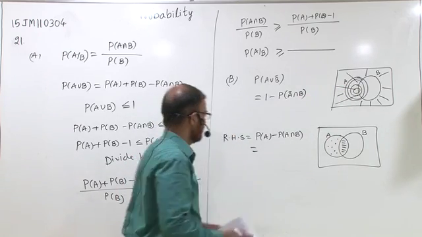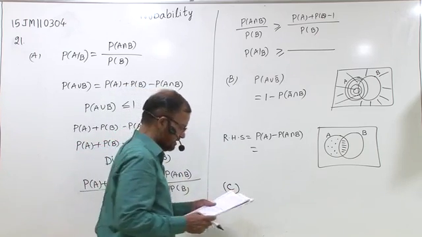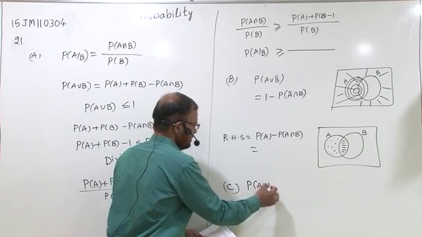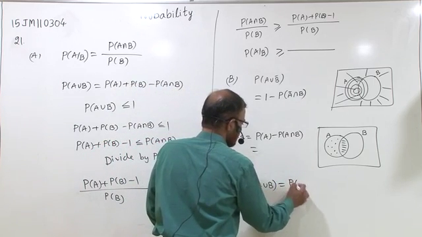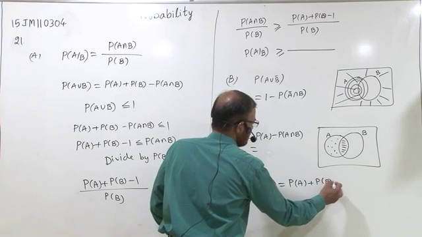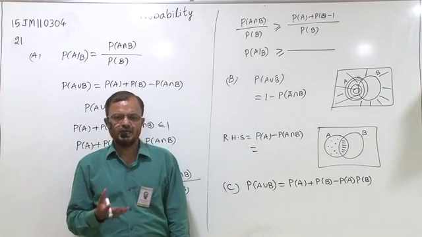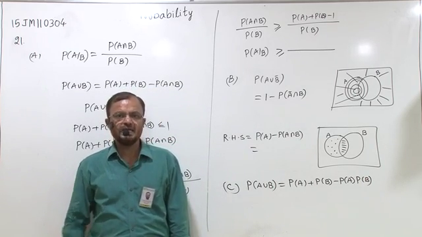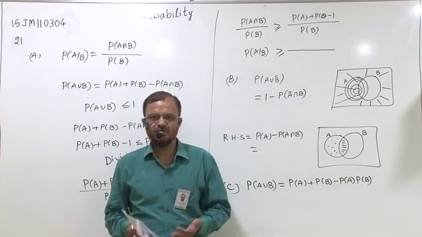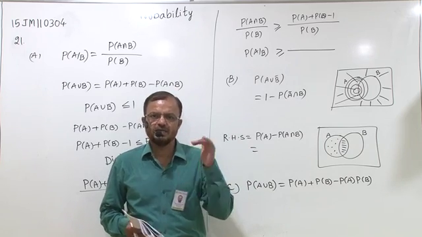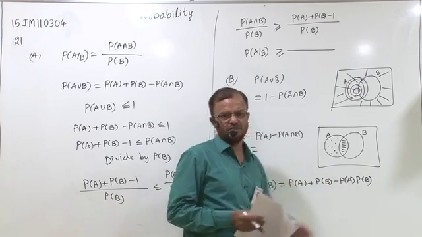Coming to the third, C. I have to see here it is probability of A union B, and it is given that A and B are independent events. I can write probability of A plus probability of B minus probability of A into probability of B. In the addition theorem, in the place of A intersection B, I am writing probability of A into probability of B. It is known that whenever the events are independent, we can say probability of A intersection B is equal to probability of A into probability of B. This condition is given in the question, so I am writing it here.